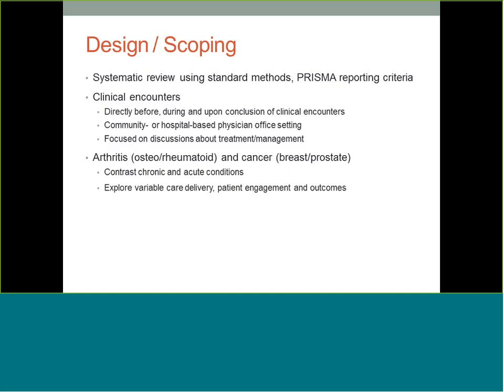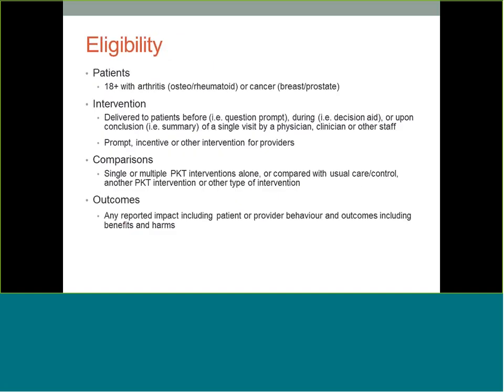We further put a scope around it by focusing on two conditions, one that might be considered chronic and one more acute, arthritis and cancer, in order to compare and contrast and see if there were any differences in the types of interventions delivered in those two groups. Based on the PICO framework, we defined eligibility. Patients were 18 years or older. As I mentioned, the intervention had to have been delivered immediately before, during, or upon conclusion of a single visit to a physician, clinician, or other staff.